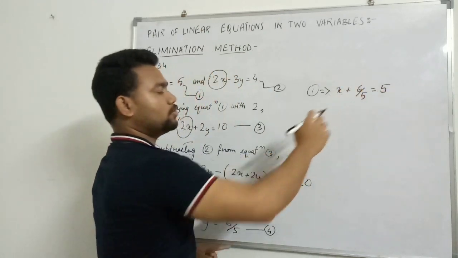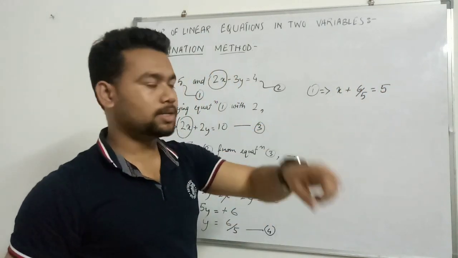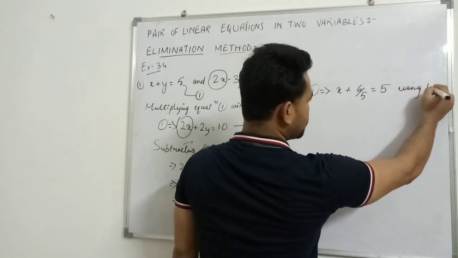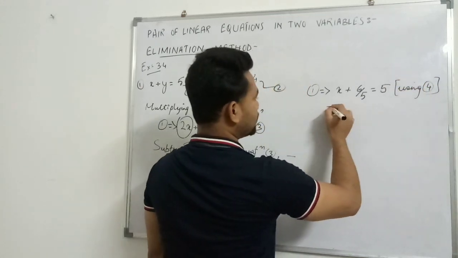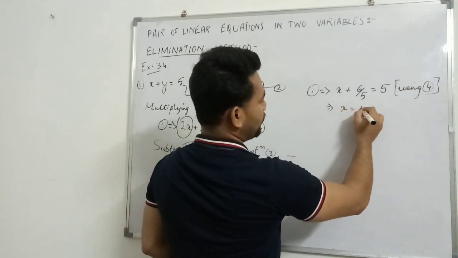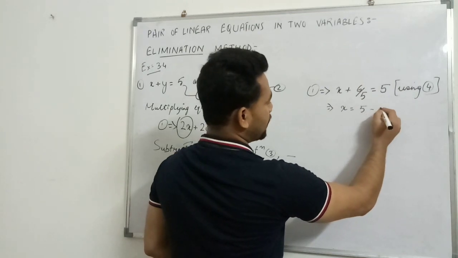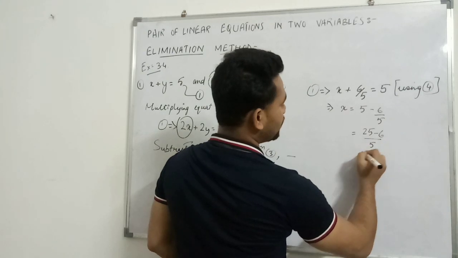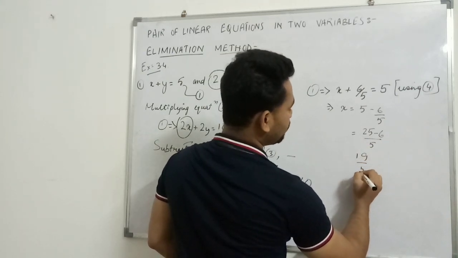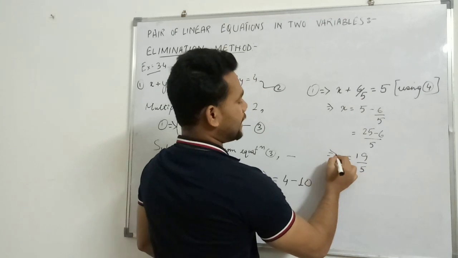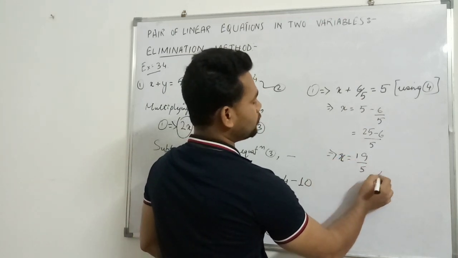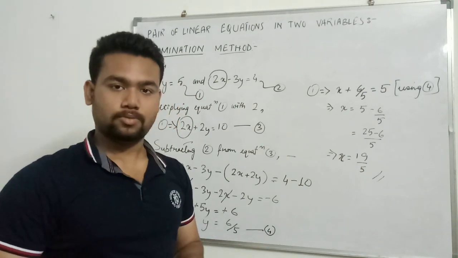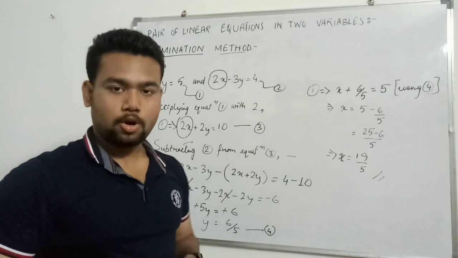From where you have got the value 6 by 5, you have to mention it on the right hand side, using equation 4. Don't forget to mention it. So x is equal to 5 minus 6 by 5, which becomes 25 minus 6 by 5, and finally 19 by 5. So you found x is equal to 19 by 5 and y is equal to 6 by 5. I hope you are clear with it.